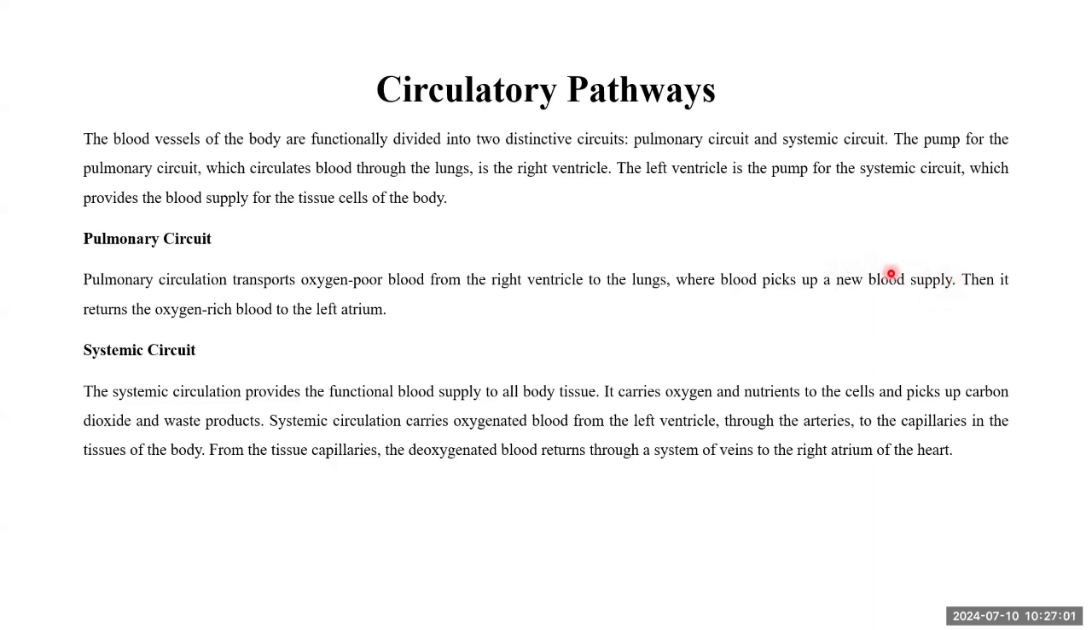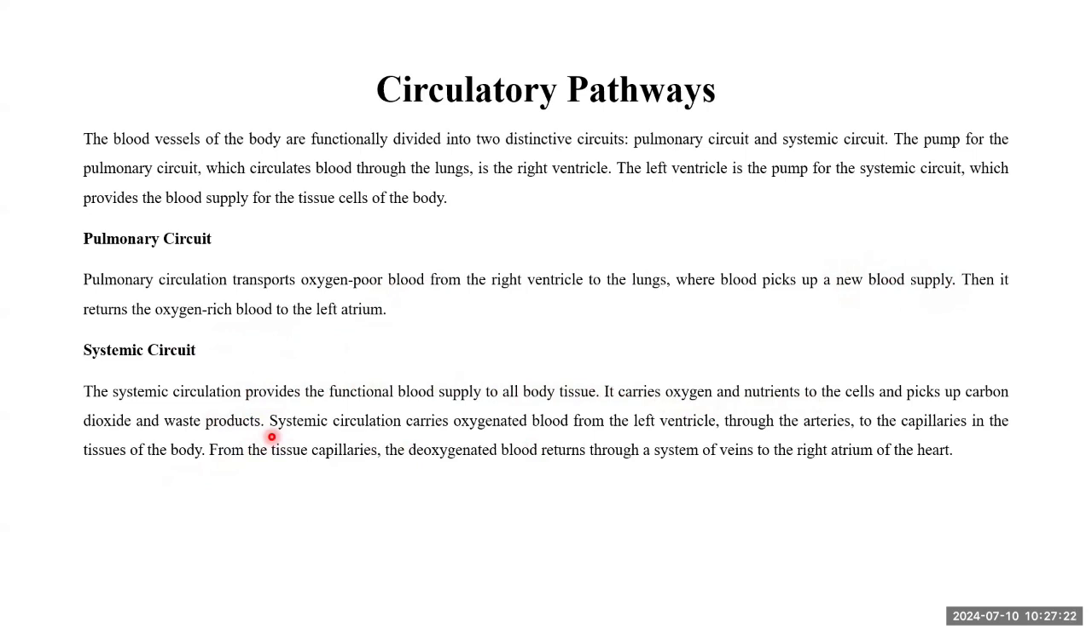So this is happening simultaneously all the time. Then it returns the oxygen-rich blood towards the left atrium. Next is the systemic circuit. This systemic circuit provides the functional blood supply to all the body tissues. It carries oxygen and nutrients to the cells and picks up carbon dioxide and waste products.